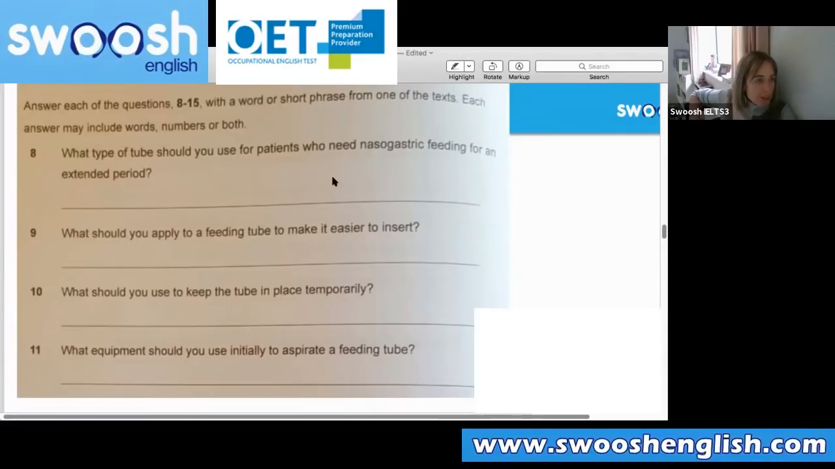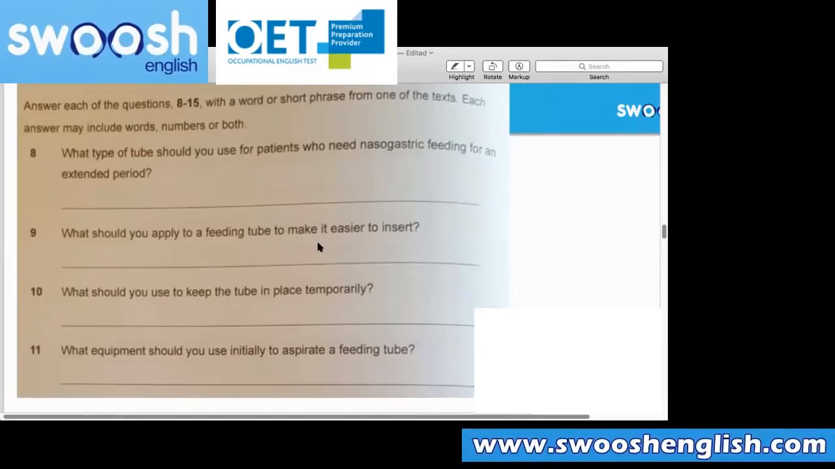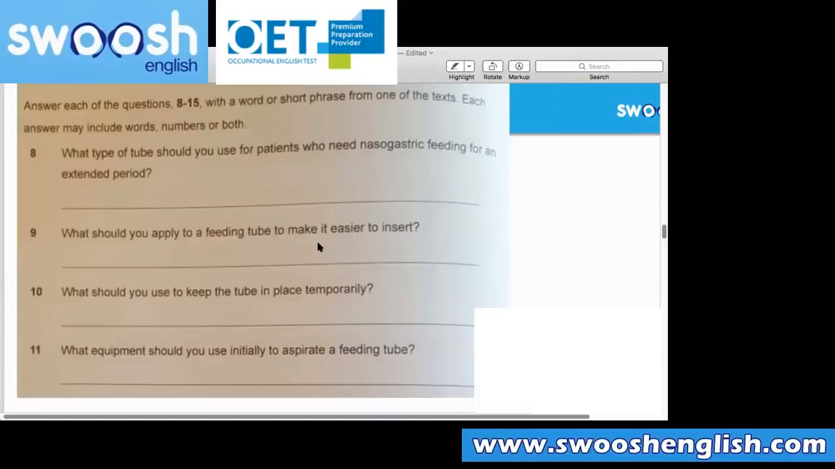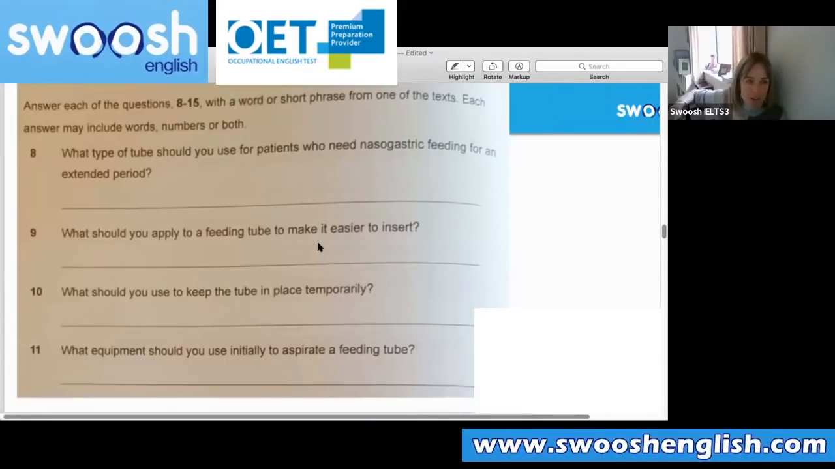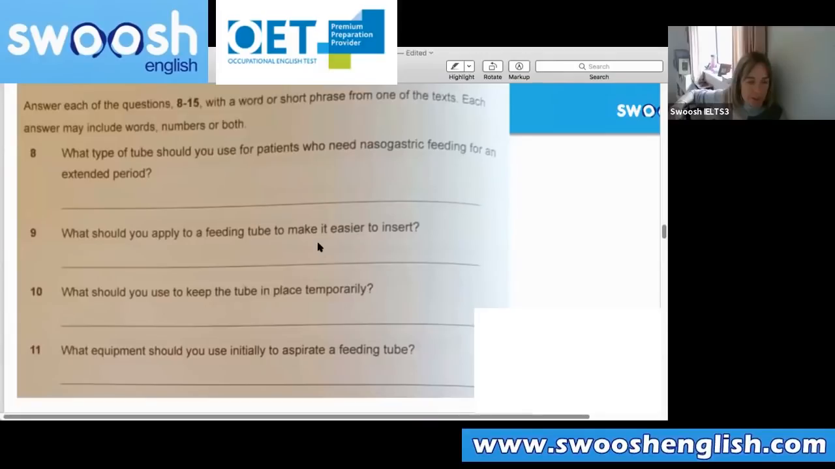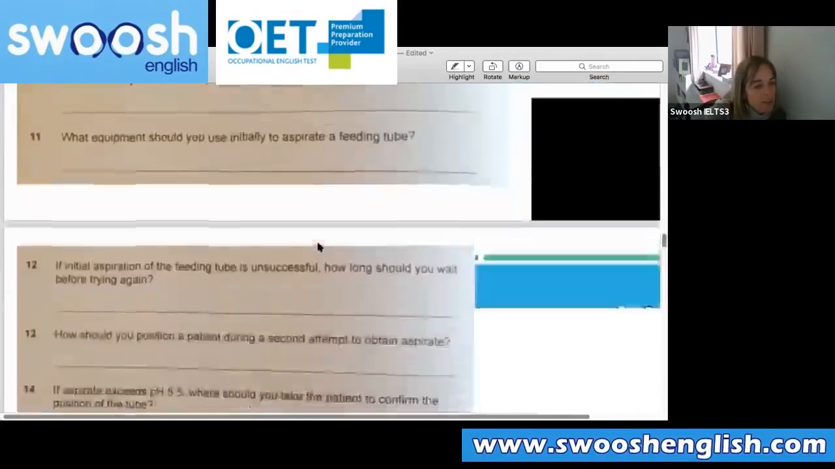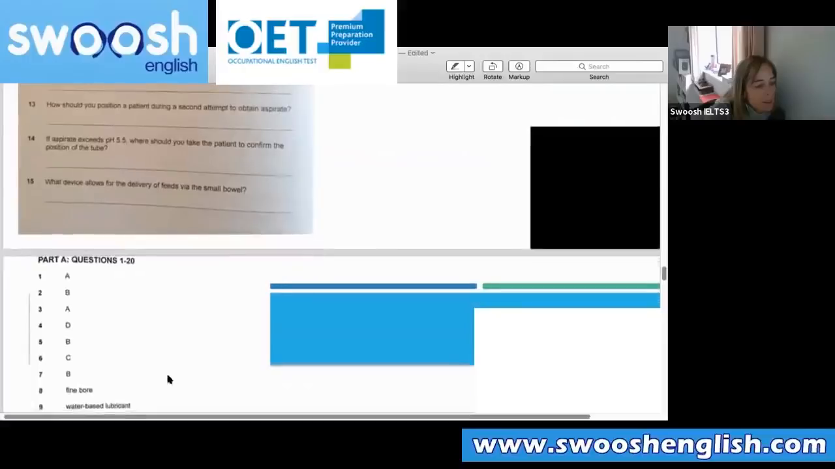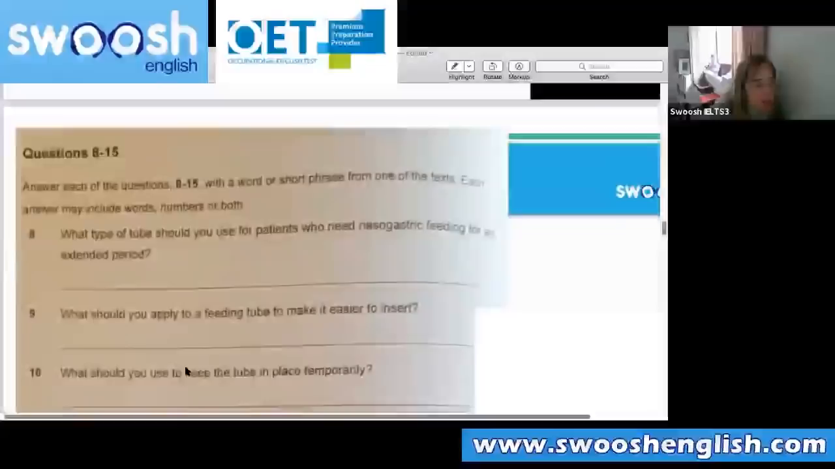Let's have a look. Okay, so Anna, since you finished first, let's have a look at this question. What should you apply to a feeding tube to make it easier to insert? Anna, what's the answer to that? Tell me the answer and then tell me the process of how you found it. Lubricant. Yeah, could you give me a bit more information? I don't think that's enough. I think it was, where did it go? Water-based lubricant? Yes. I think you'd need all of that. Let me just double check. I think I've got the answer somewhere. Yes, the water-based lubricant. Okay, good.